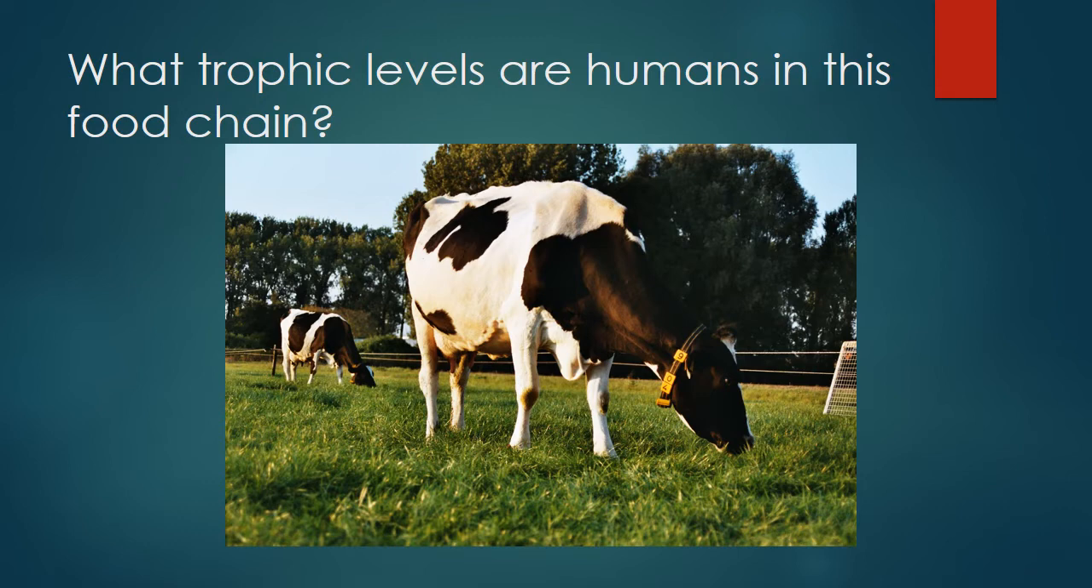If you said secondary consumer, you're correct. So we have our grass, which is our producers. Then we have our cow, which is our first order consumer. And then, of course, we have the humans that are either drinking the milk or eating the cow, which is the second order consumer or secondary consumer. All right.